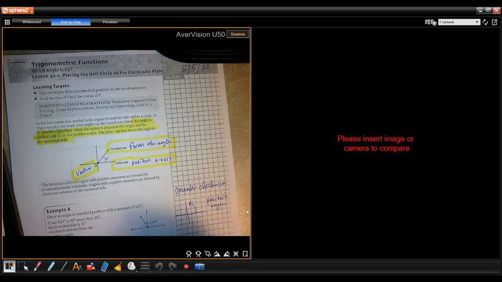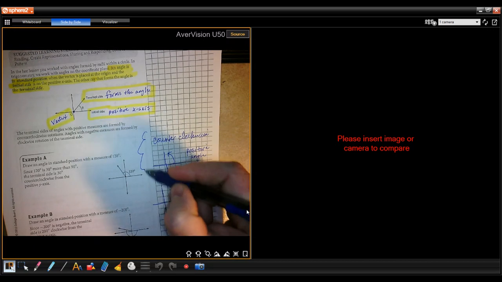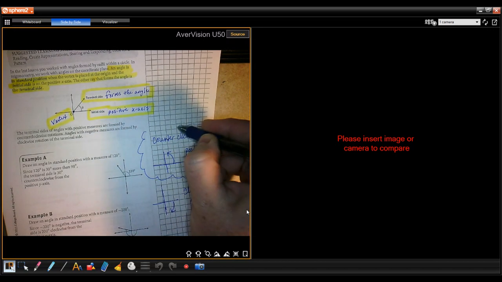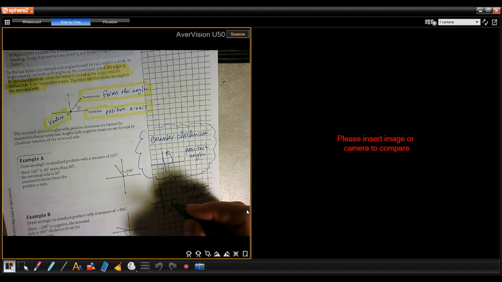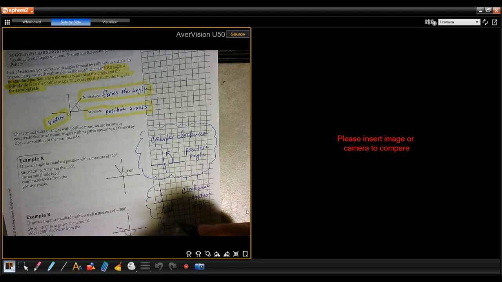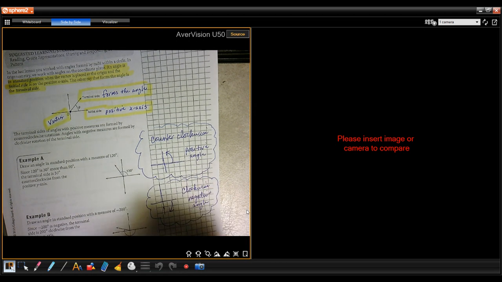Then the other one, I'll just draw a little grid like this. If you go this way, that would be clockwise, and that would be a negative angle. So you can have a positive angle and a negative. Let me show you so you can see it. Here is counterclockwise, and that's your positive angles. And then here it goes this way, clockwise, and that is your negative angles.